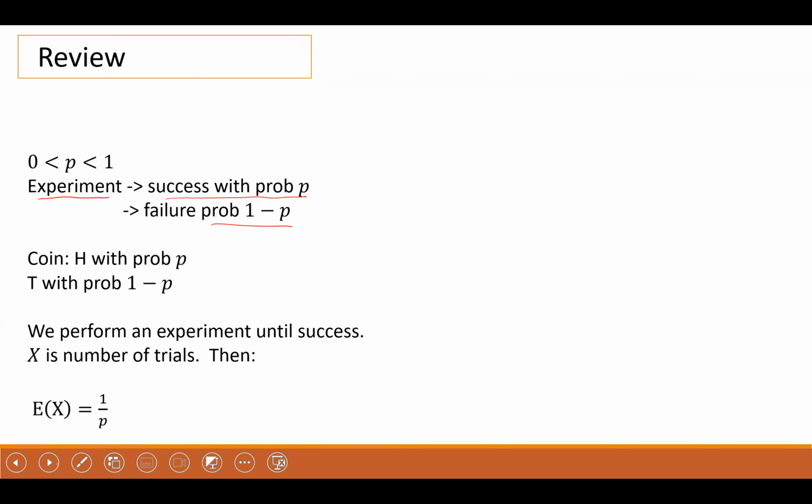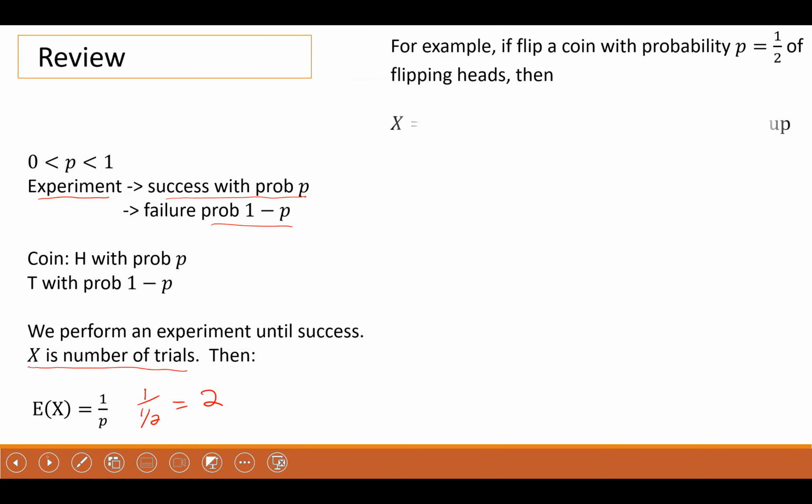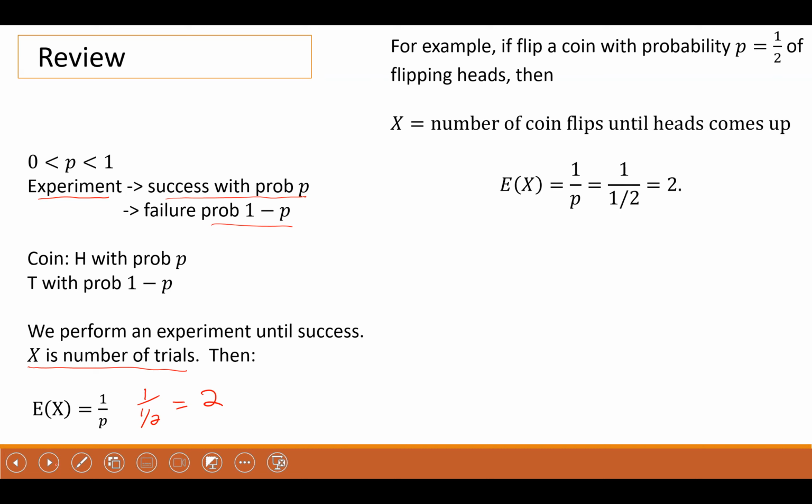What we learned is that if I define a random variable x, where x is the number of trials until I succeed, then the expected value of x is 1 over the probability, right? So for a fair coin, if you asked on average how many times I would have to flip it until it comes up heads for the first time, that would be 1 over 1/2, which would be 2. This is a nice result, easy to apply.